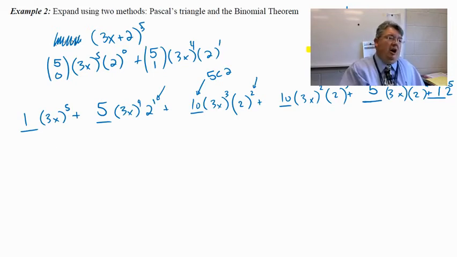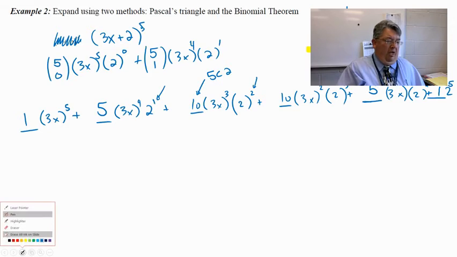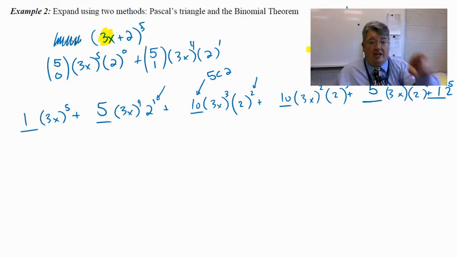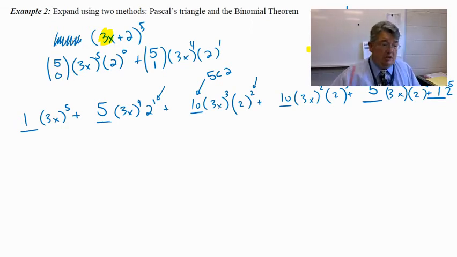I'd write 1, 5, 10, 10, 5, 1. And then I would start out with the first thing, the 3x. And I'd go 3x to the 5th, 3x to the 4th, cubed, squared, 1, nothing. And I'd do the same thing with 2. So I'd fill in the same blanks. So the only difference in expanding this with the binomial formula versus Pascal's is how I get those coefficients. I'll be honest, this is my go-to. That's what I like. But either way is good.